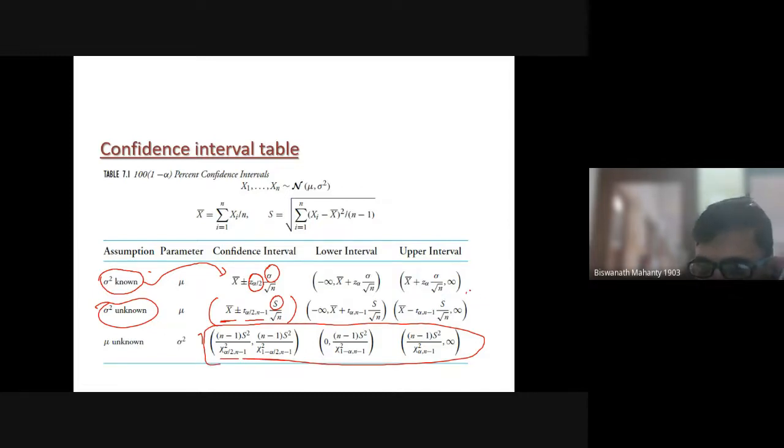You see, x bar plus minus t alpha by 2, n minus 1. Instead of sigma, I will use standard deviation by root n. So I can find the confidence interval of any sample. A third one is there, which we actually cannot use. It is not useful for much, so I will skip it. So basically, most of the time, you will be using only the second one. Now, can I do some practice with the second one?